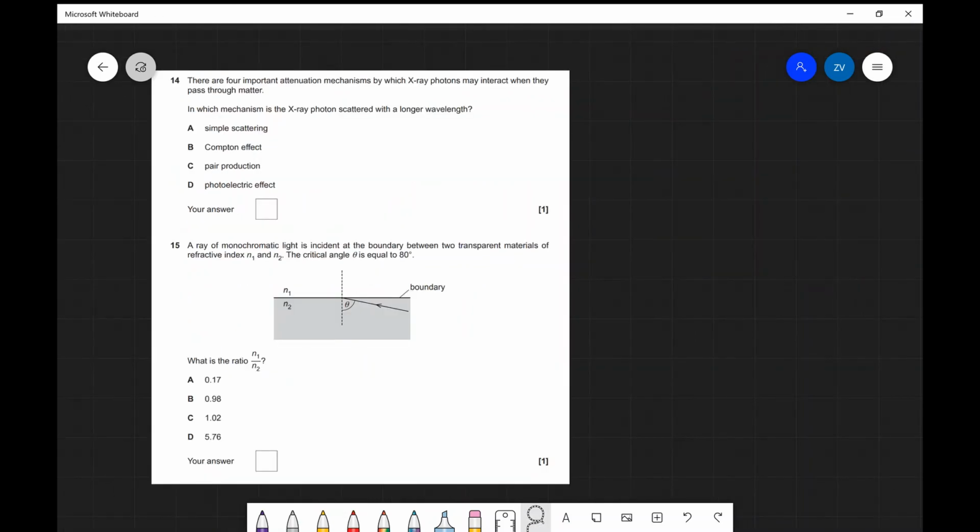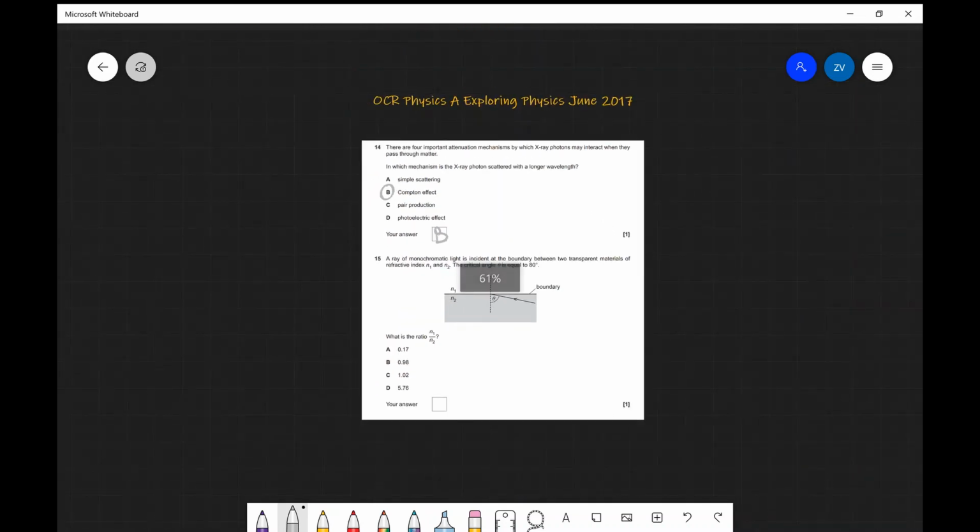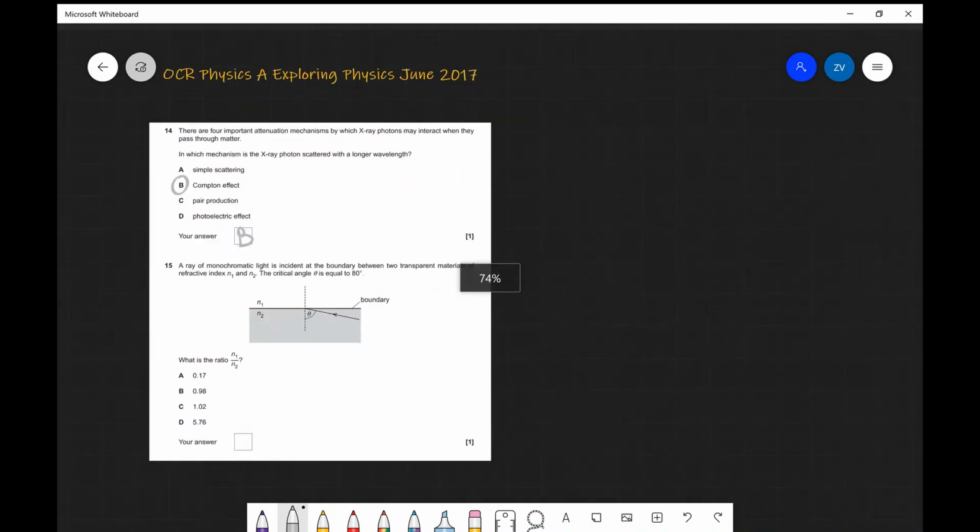Question 14, there are 4 important attenuation mechanisms by which X-ray photons may interact when they pass through matter. Which mechanism is the X-ray photon scattered with a longer wavelength? Now, if we revise this topic, we should pretty much instantly know that this is the Compton effect. So this is a recall question. So the correct answer in this case is B. Now, rather than just give out the answer, let's just quickly revise what the Compton effect really is.